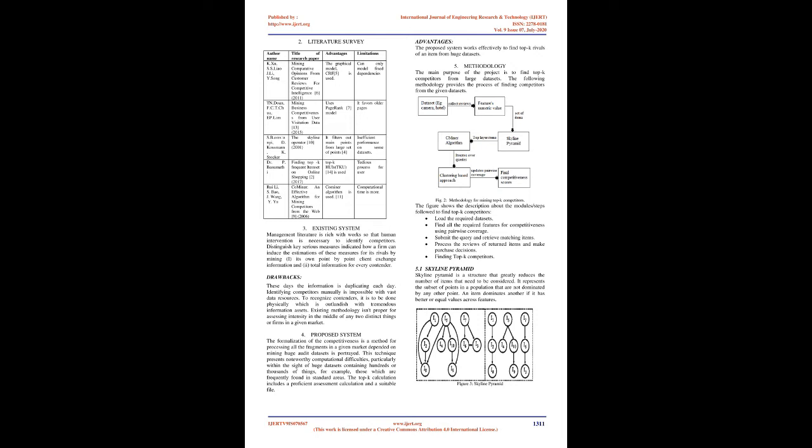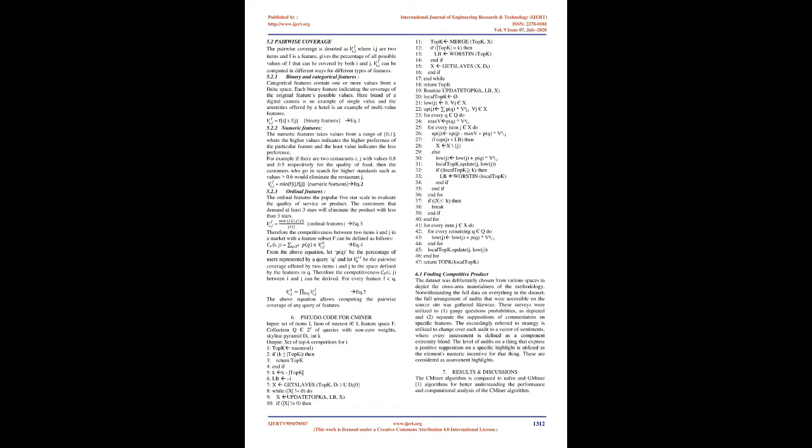Existing system. Management literature is rich with works, so that human intervention is necessary to identify competitors. Distinguish key serious measures indicating how a firm can induce the estimations of these measures for its rivals by mining, 1, its own point-by-point client exchange information and, 2, total information for every contender.